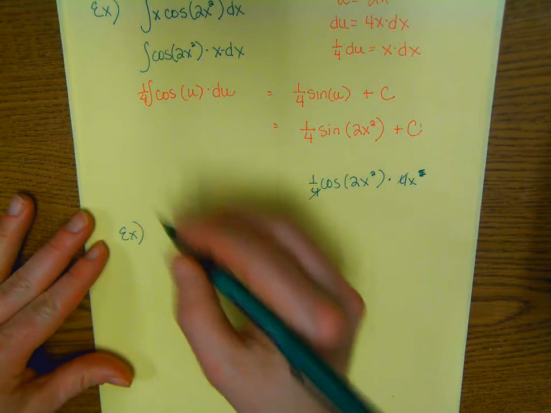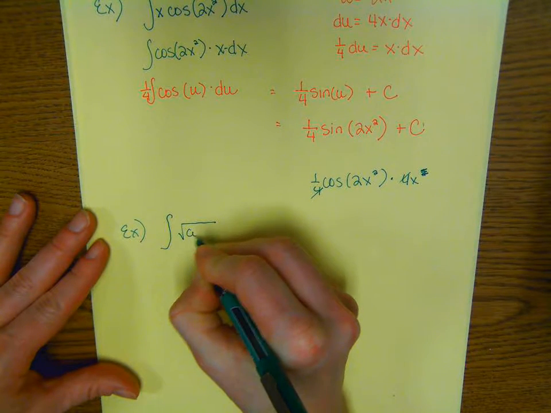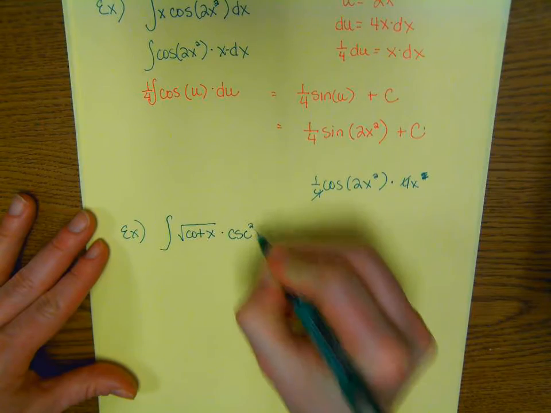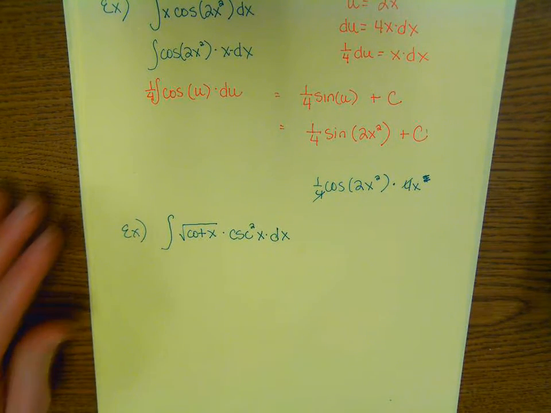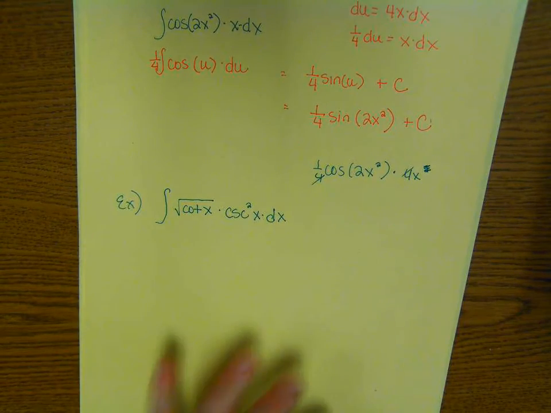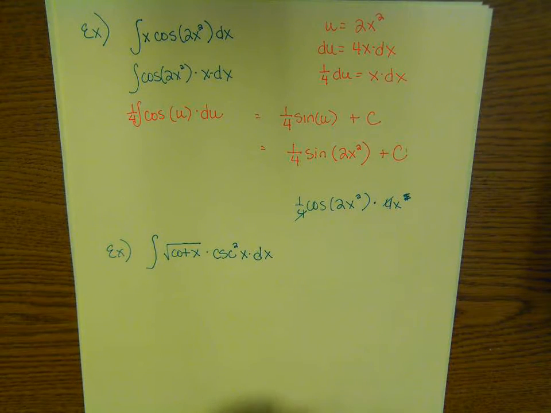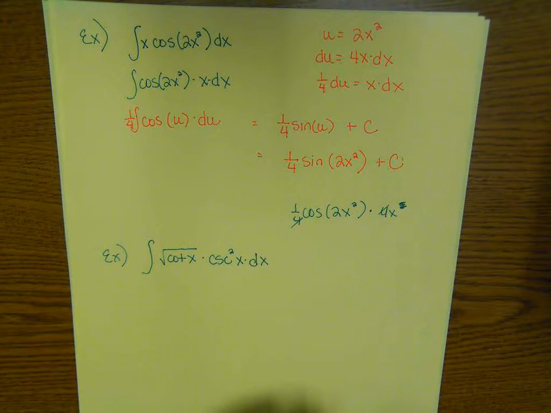All right, so hold on. This one is the square root of cotangent of x times cosecant squared of x dx. In your head, try to figure out what your u is going to be. And you should see some form of the derivative of it in the problem.